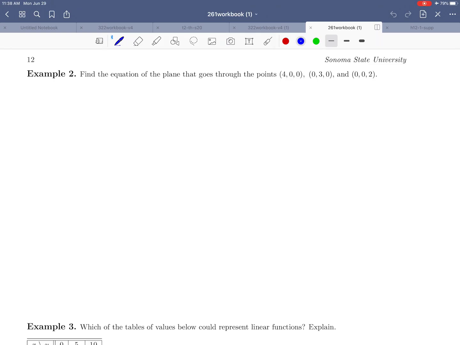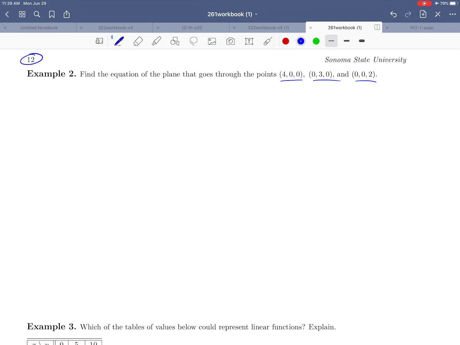Hi, and welcome to example 2 on page 12 of the workbook. Here's another example of trying to find the equation of a plane. This time, the information that they're giving us is 3 points. We'd like to find the equation of the plane that goes through the following 3 points that we have here.